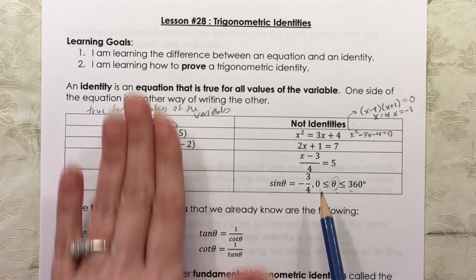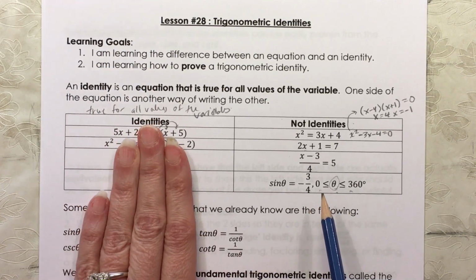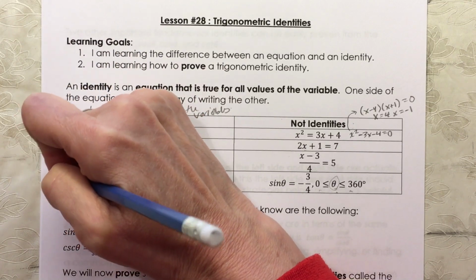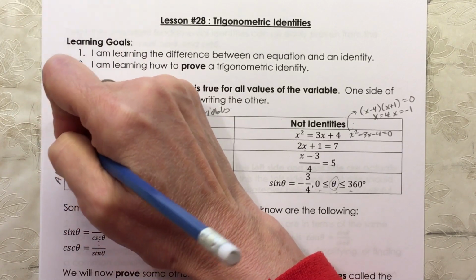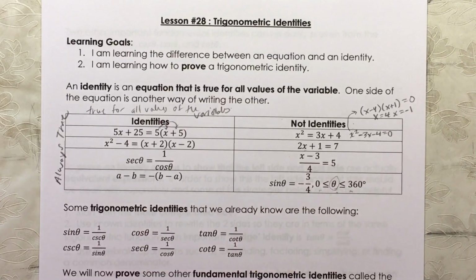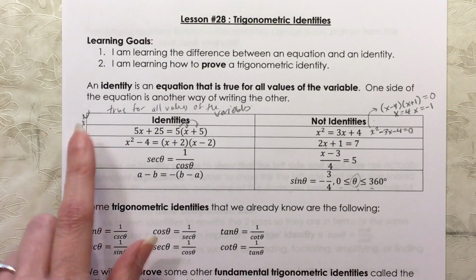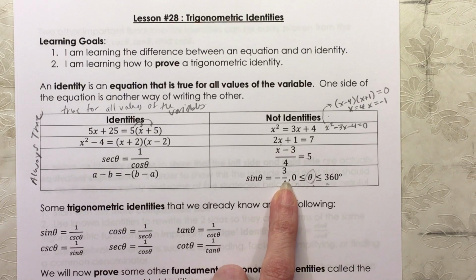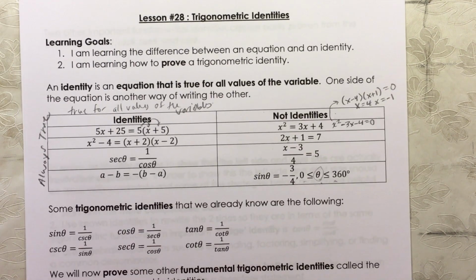So an identity is true for all values of the variable, always true, in other words. Always true, sorry, I wrote that here, always true. And non-identities are equations that are true for a certain number of values, but not all values, so not always true.